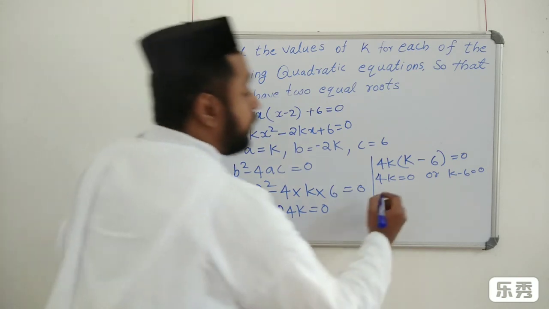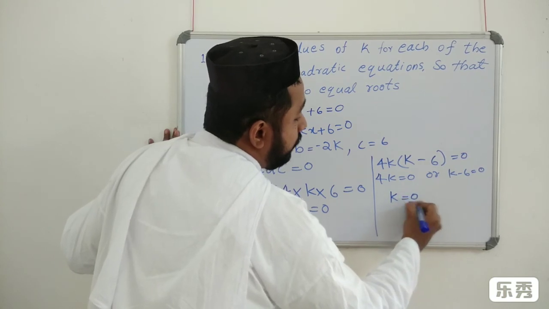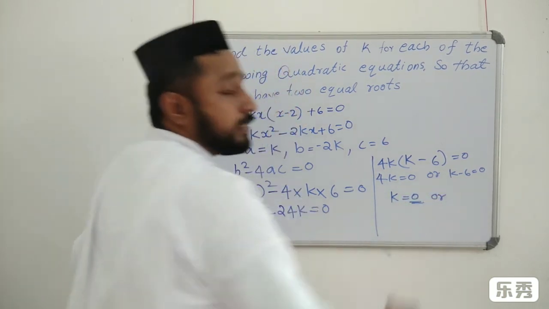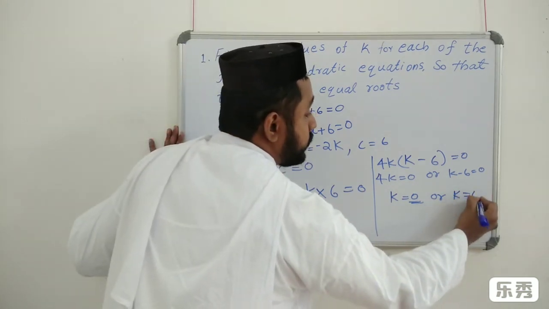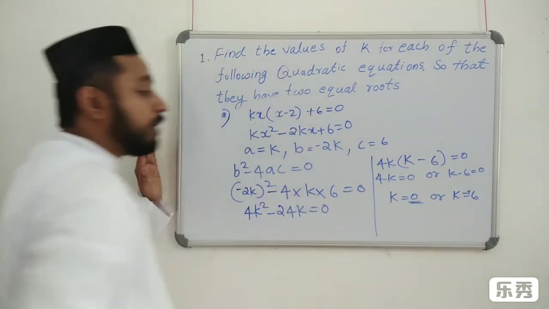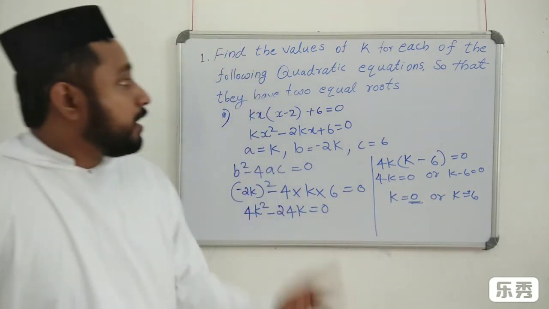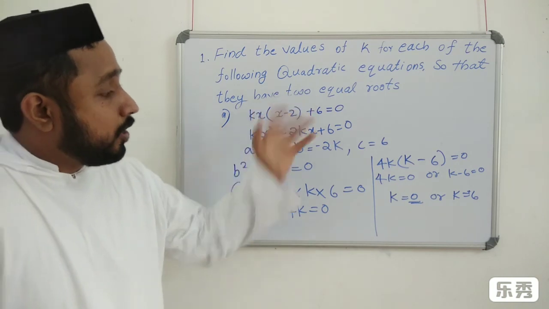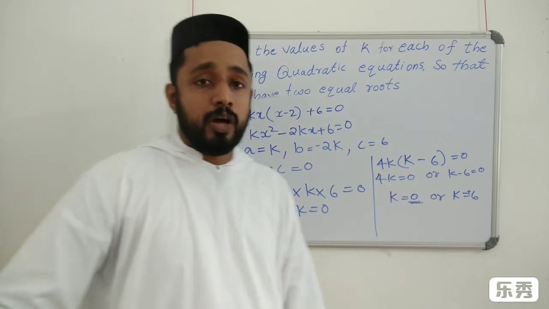4k is equal to 0 implies k is equal to 0, or k minus 6 is equal to 0, which means k is equal to positive 6. So we got two values for k, 0 and 6. So the value of k is either 6 or 0.